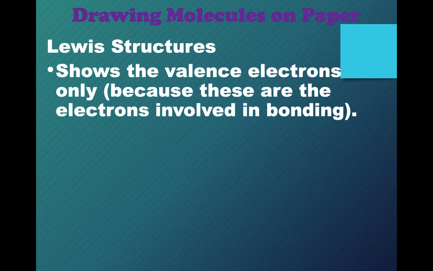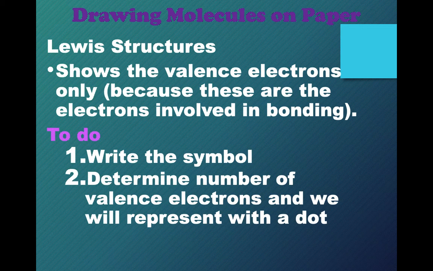All right. So anyway, what a Lewis structure is, in terms of this model, is just a drawing that shows the valence electrons only. And that's one of the keys, because only the valence electrons are the electrons that are involved in bonding. And so those are really the only ones that we care about.